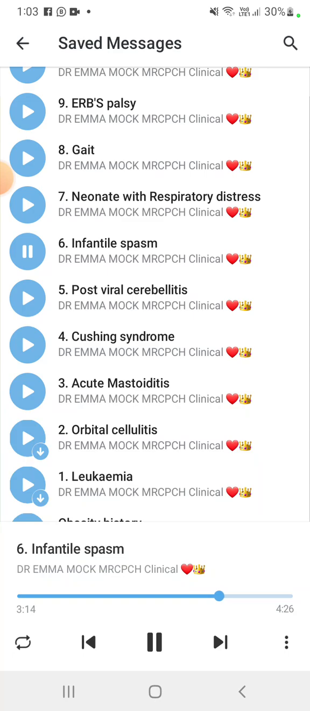Multidisciplinary team: I will involve the neurologist, neurosurgery, ophthalmology, cardiologist, and developmental pediatrician. So neurologist, neurosurgery, ophthalmology, cardiology, and developmental pediatrician.